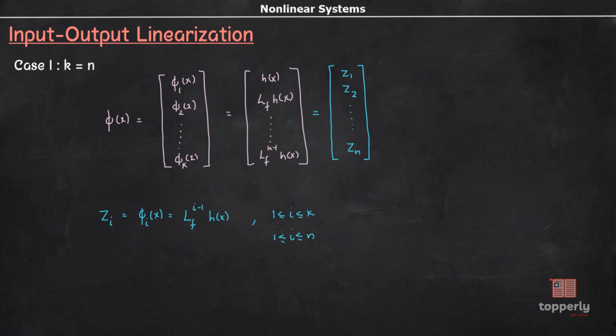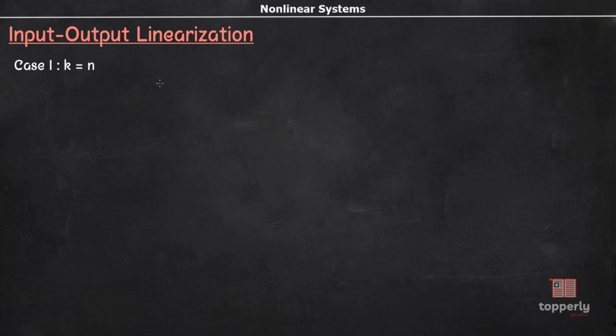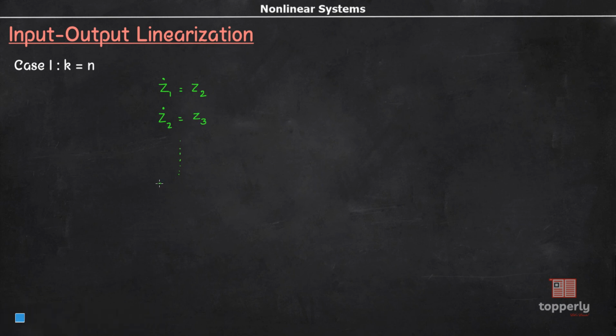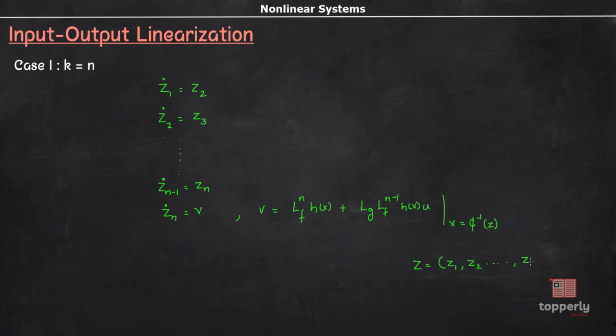Therefore, in the new coordinates, the system will appear as described by equations of the form z1 dot is equal to z2, z2 dot is equal to z3, etc. to zn minus 1 dot is equal to zn, and zn dot is equal to v, where v is equal to Lf^n h of x plus Lg Lf^(n-1) h of x into u, where x is equal to phi inverse of z, and z is equal to z1, z2, etc. to zn. Now I hope that everyone understood how we obtain these equations.